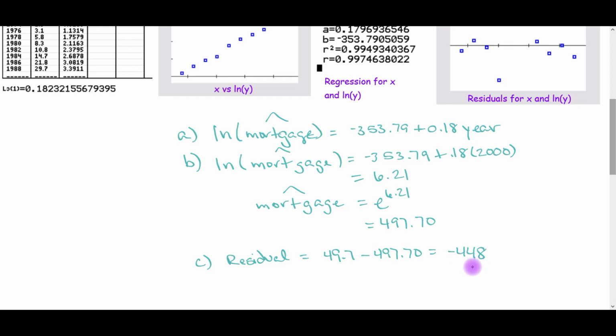So this is another example of the fact that this is an extrapolated value. The 2000 is considerably outside our data range, which our X values end in 1988. So this is an extrapolated value, and we should be very cautious of this prediction because it assumes the model continues, and that may not be the case.